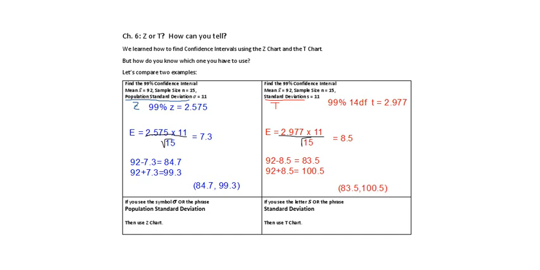All right, so if you see population standard deviation, use the Z chart. If you see just standard deviation, use the T chart. All right, well, let's take a look at these questions.